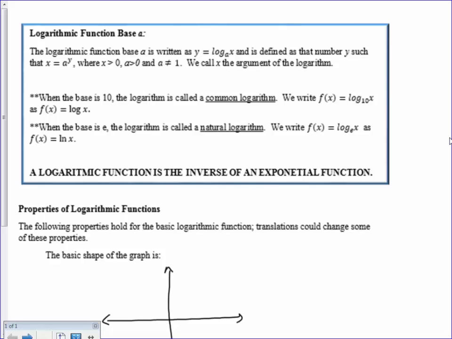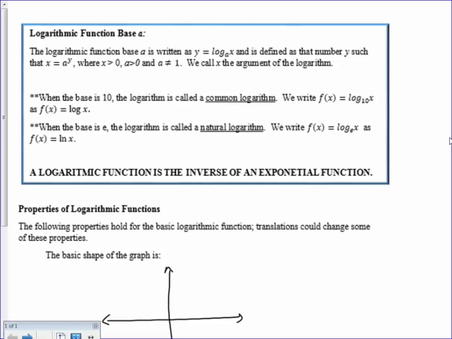Here we would like to discuss logarithmic functions, specifically having base of a. The logarithmic function base a is written as y equals log base a of x and is defined as the number y so that when you raise a to the y power, the result is x. The x value must be greater than 0, the a value must be greater than 0, and the a value cannot equal 1. We call x the argument of the logarithm.